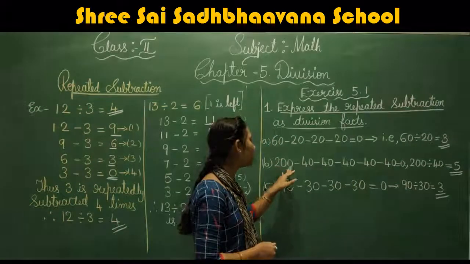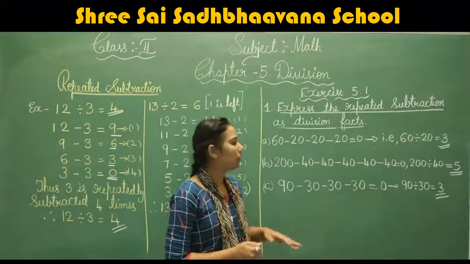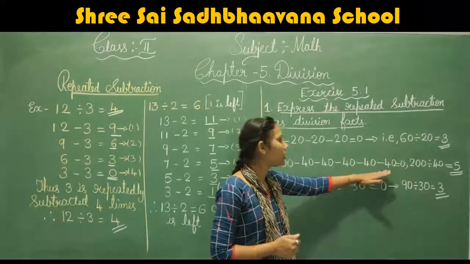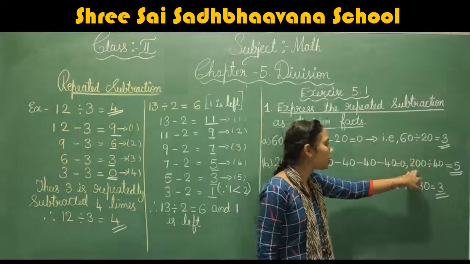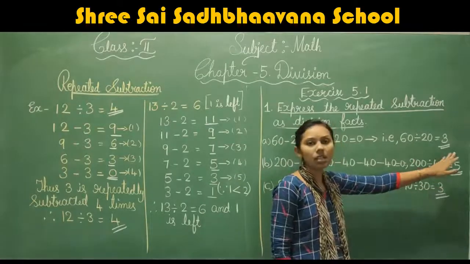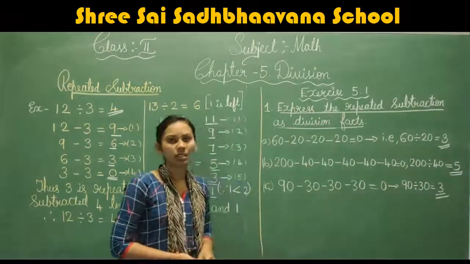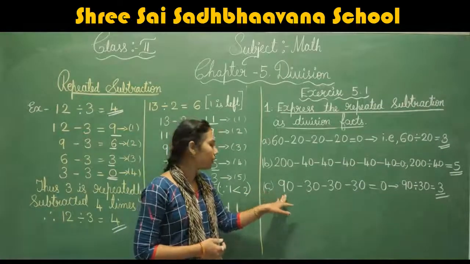When you subtract 40 from 200 repeatedly, at last you will get the answer 0, right children? This will be written in the division fact, that is 200 divided by 40 is equal to 5. Okay, understood? Next, the C question.